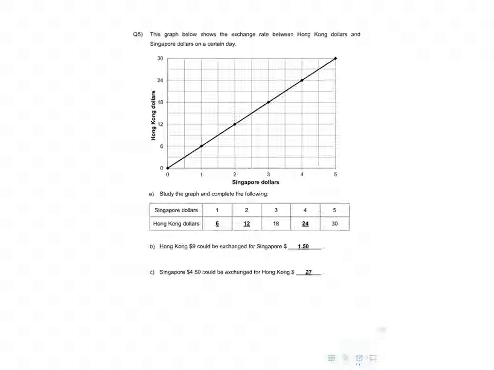is actually quite fixed. So first, if there's $1 Singapore dollar, how much can you change? $6. For $2, you can change $12. This one should be at a certain hour, an exact time, because throughout the day it may change. But anyway, you can see the consistency. So Singapore $2 is 12 and so on and so forth.